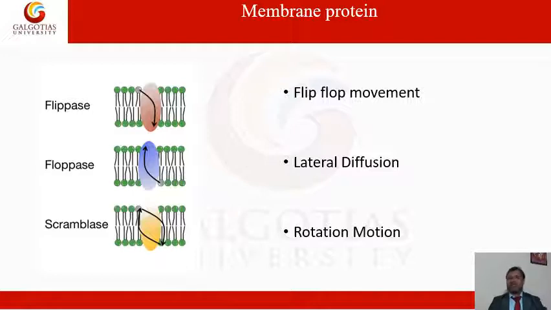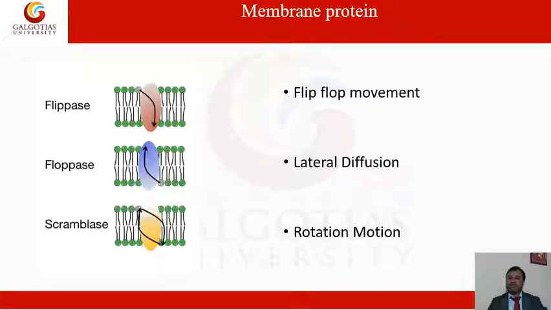So on the basis of these proteins, there are three types of movement present in the cell membrane. The first one is flip-flop movement. Flip-flop movement reveals the movement of a lipid molecule from one lipid layer to the other layer. That means this molecule will shift from the inner layer to the outer layer or from the outer layer to the inner layer. That movement is called flip-flop movement.